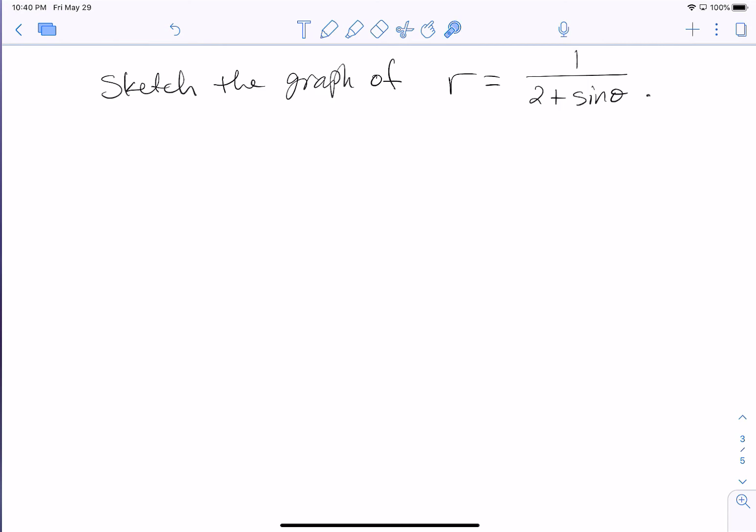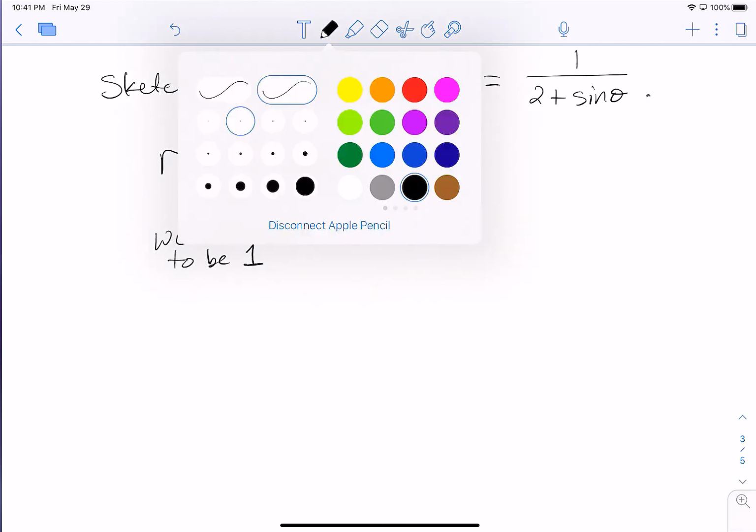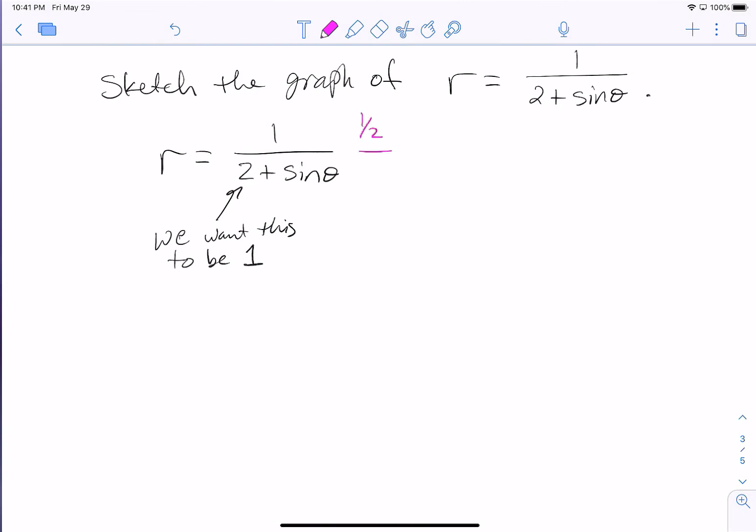Sketch the graph of r equals 1 over 2 plus sine of theta. I'm going to rewrite the equation just so I can work with it. r equals 1 over 2 plus the sine of theta. And remember that the first thing we want is to turn the constant term in the denominator to a 1. I'm going to achieve that by multiplying numerator and denominator by 1/2. When I do that, I get r is equal to 1/2 divided by 1 plus 1/2 times the sine of theta.